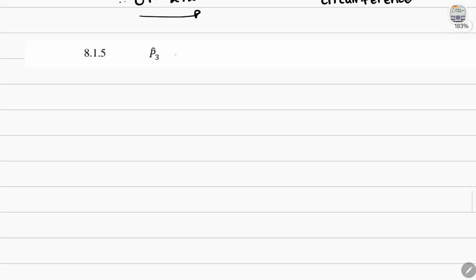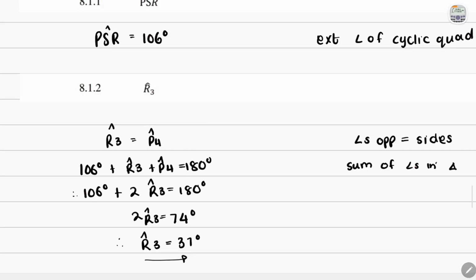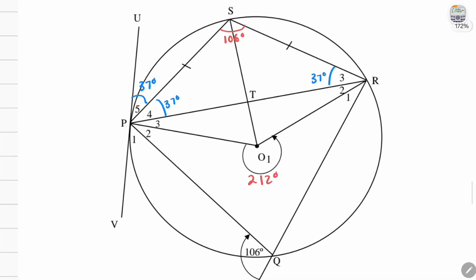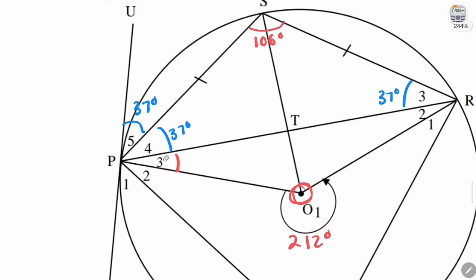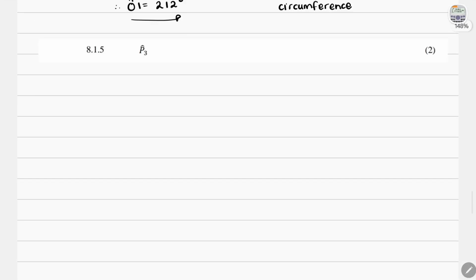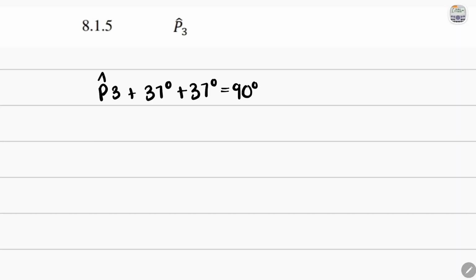The next question, 8.1.5, says we need to find the size of angle P3. So angle P3, that is over here, based on where it is by the tangent. Do you see that the line from the center of the circle to P is a radius? So we know that the radius and the tangent are perpendicular at their point of contact. So it means that all of these should add up to 90 degrees, and that is because the radius is perpendicular to the tangent. So angle P3 plus 37 degrees plus 37 degrees give us 90 degrees. And of course, this is because the radius is perpendicular to the tangent.